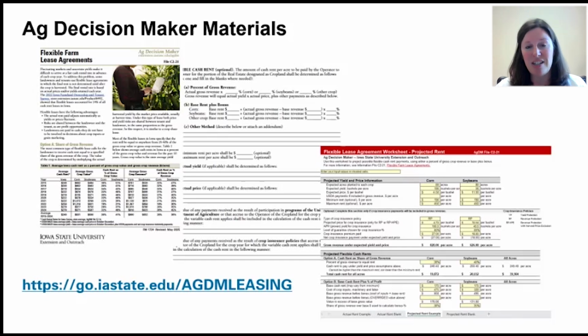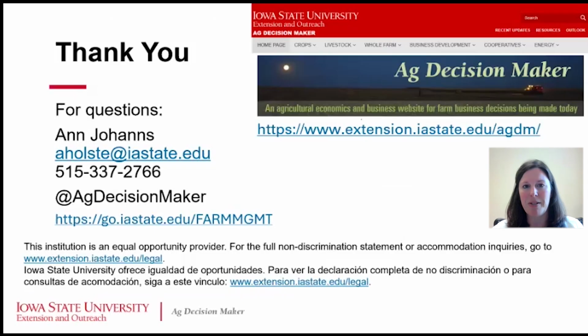I encourage you to look at the decision tools and materials that we have on our Ag Decision Maker website for more details on these types of agreements.